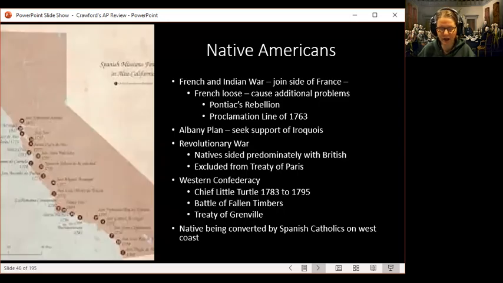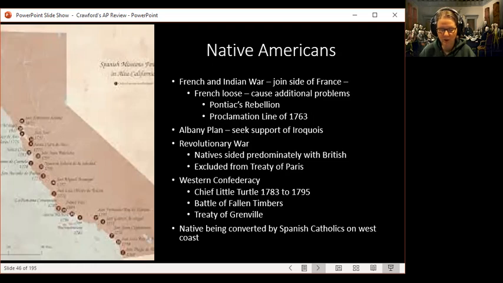Now let's take a look at our Native Americans and what's happening with them. Specifically, we're looking at migration within North America and how the competition over resources, boundaries, and trade intensifies the conflict between people and different nations. So we know that in the French and Indian War, the majority of Native Americans joined the side of the French. We also know that the French lose, and this causes various problems. We already discussed, obviously, Pontiac's Rebellion and the Proclamation Line of 1763.